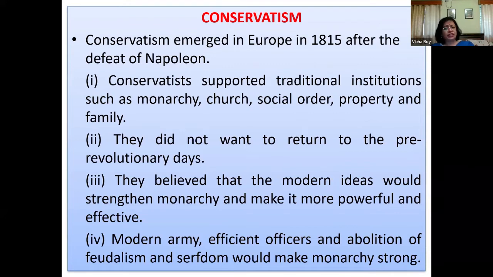Conservatives supported traditional institutions. They believed in monarchy, church, social order, property and family. They wanted modern ideas to be introduced to strengthen the monarchy. They did not want to return to the pre-revolutionary days. They believed that modern ideas would strengthen the monarchy and make it more powerful and effective. So they wanted changes to be brought in along with conservatism. A modern army, efficient officers, and the abolition of feudalism and serfdom would make the monarchy stronger. To make them strong, they wanted all these changes to be brought about.